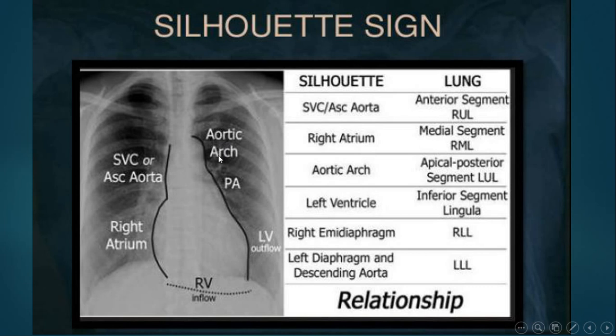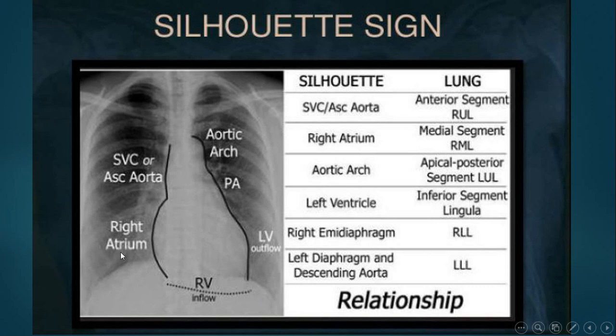It is the same as the aortic arch, the same part; the upper lung lobe segments are involved. The left ventricle is involved in the inferior segment of the lingular consolidation, because we know that the lingula has two segments, superior segment and inferior segment. So the inferior segment is usually silhouetting the left ventricle.